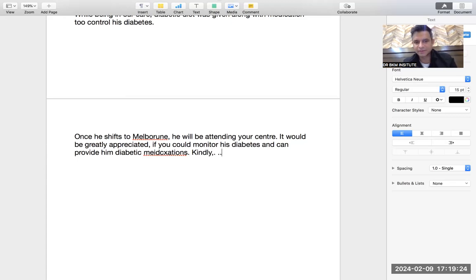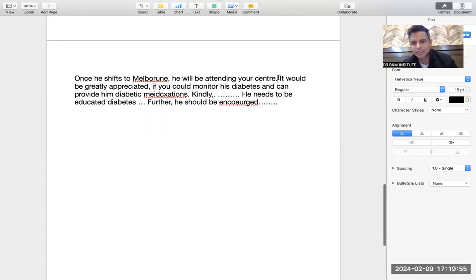Kindly give him this and this thing, second line. And then the third line: he needs to be given this and this thing. He needs to be educated about diabetes. And one line you can make further: he should be encouraged to walk every day. These are the 4 lines you create in a discharge letter. These are the 4 tenses you use in discharge letters. It would be greatly appreciated if you could kindly do this thing. Third line, he needs to be given or educated: he needs to be plus third form, passive voice. Further, he should be encouraged for this thing. So that is how you write this kind of letter.